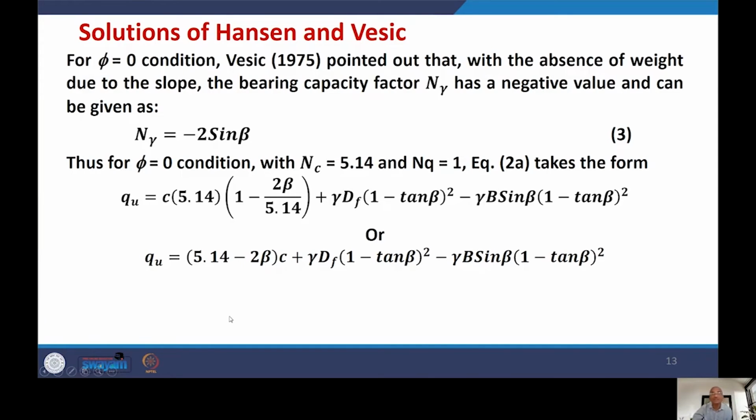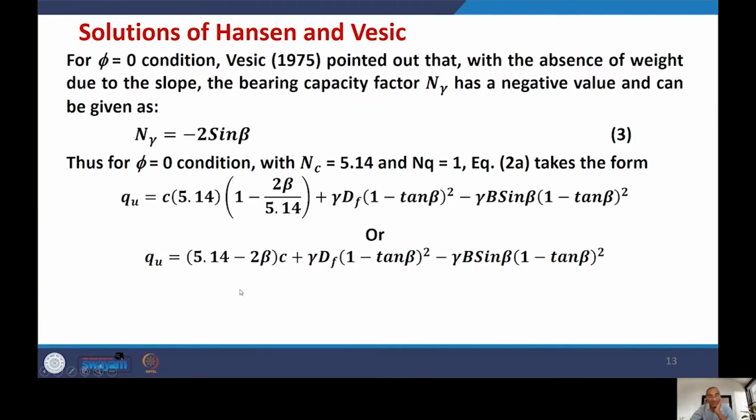So finally, Hansen and Vesic have proposed that qu, that is the ultimate bearing capacity, can be determined from this relation. So you have a coefficient of c, you have a coefficient of gamma Df, and then finally gamma B here. So all these coefficients depend only on beta, that is the inclination of the slope.